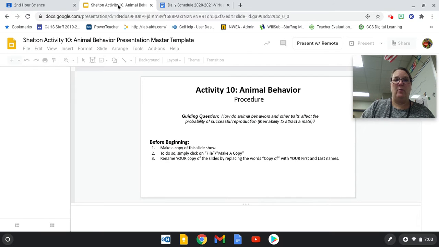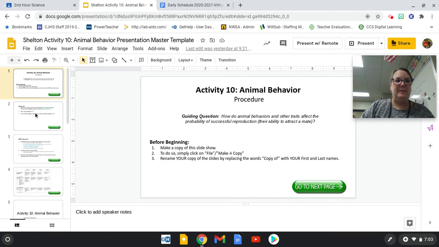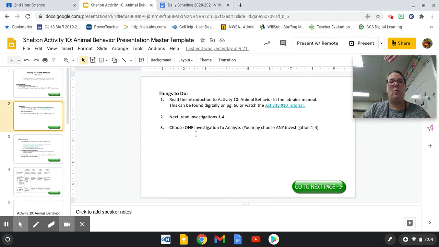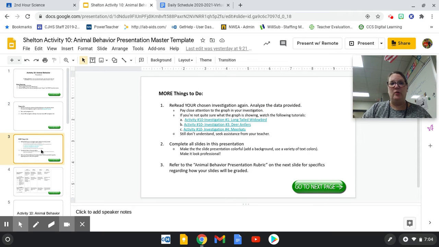So as a reminder, when we take a look at slide 2, you'll notice that you are choosing one of the 4 investigations. You can choose between the long-tailed widowbird, egg color, the deer antlers, and the meerkats. It is simply your decision, but I encourage you to choose the one that you feel most comfortable with and that you understand the data for. Once you have made your decision, please reread your investigation and begin your analyzation of the data.